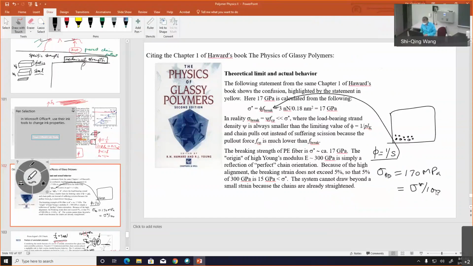And so where does this factor of 100 come from? Or rather, what's wrong with his induction? But there is no chain breaking. Well, what's wrong is very clear. He's assuming every bond that's going through your surface is bearing load. Yeah, that's by definition. And we know simply that's not true.